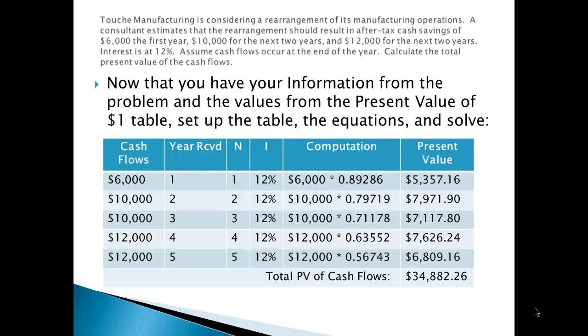Now once you have all 5 of them, you add them together to give you your total present value of cash flows, which is $34,882.26. And that completes this problem.